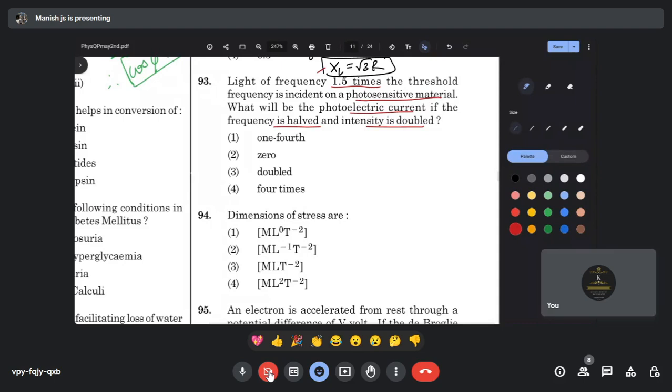N is the number emitted. When frequency is getting halved, then its original value, we can write it as 1.5 times threshold frequency, so nu naught, isn't it? Yes, sir. So then what's going to happen? Will there be any photoelectric effect that can take place, when you say the frequency is being halved?